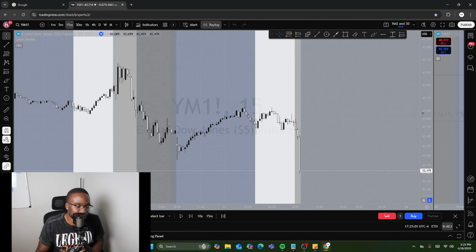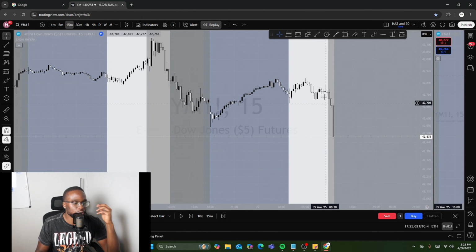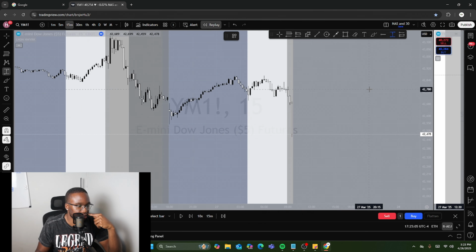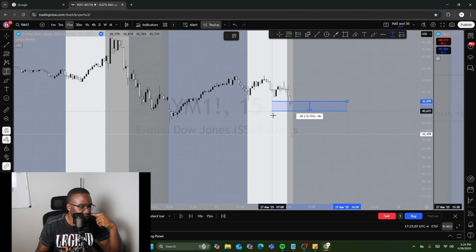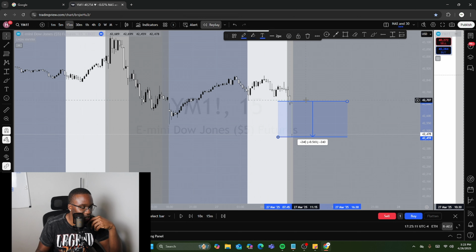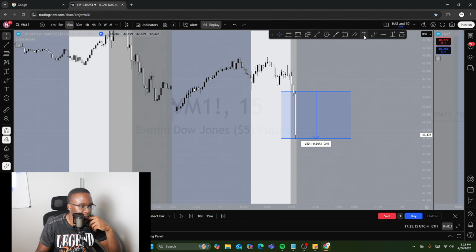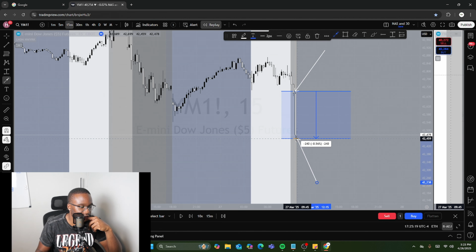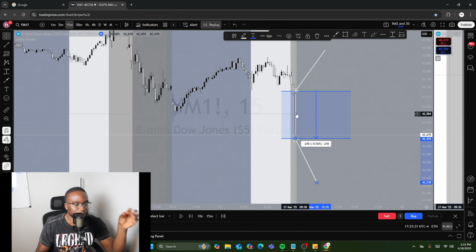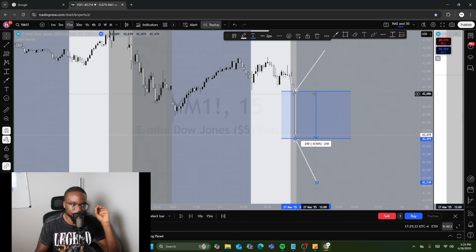The strategy is to mark the 15-minute high and the 15-minute low. So you want to cover the high. As you can see, this is the high of the 15-minute candle right here, and this is the low of the 15-minute candle. So we want to capture the high and the low of the 15-minute candle.